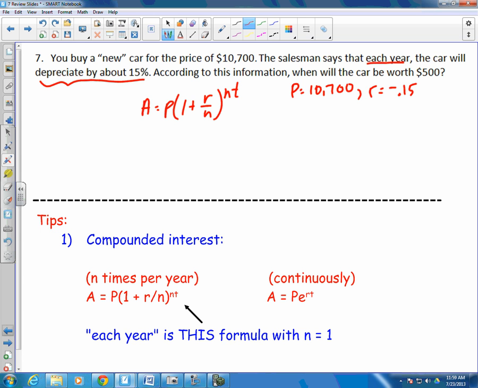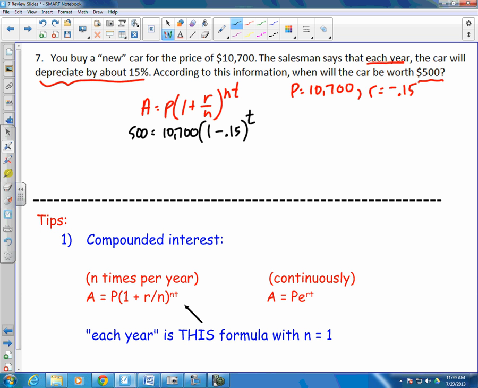And then t is obviously the amount of time, and A is going to be your ending amount, $500. So in this particular setup, I want to find out when it's going to be $500. So it started at 10,700. n is 1. The rate is negative 0.15. And I'm just going to solve it. n again is 1, so I'm just going to leave that 1 times t. And I'm going to solve for t.